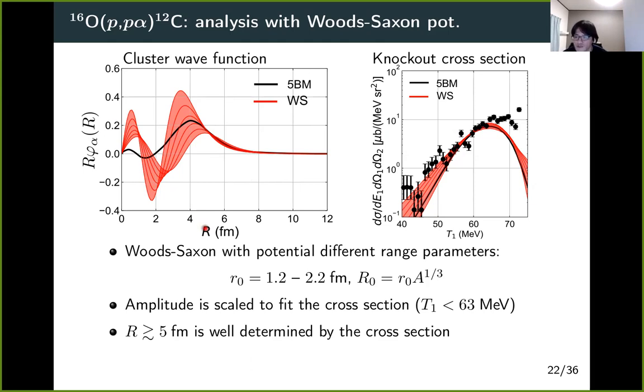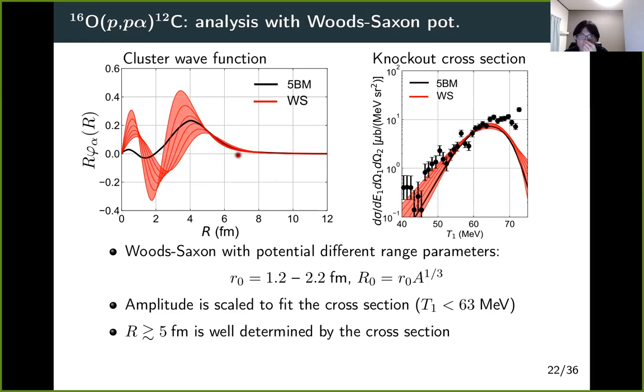So from this figure, we can learn how these experimental data give a constraint on the alpha cluster wave function. In this case, the region above about 5 femtometers is well determined by the cross section. You see that here they are almost the same.